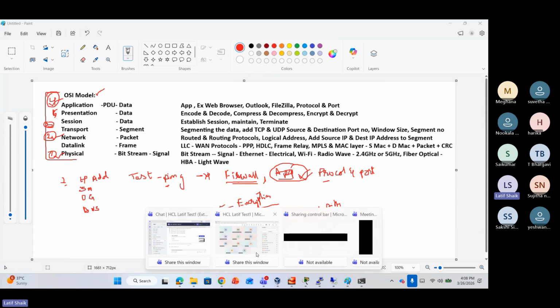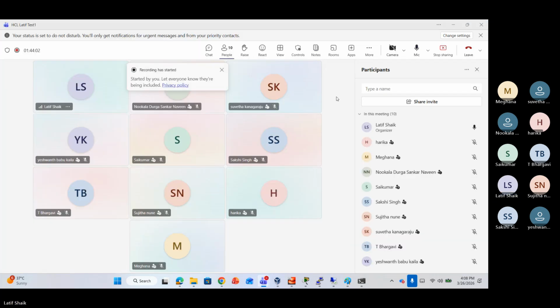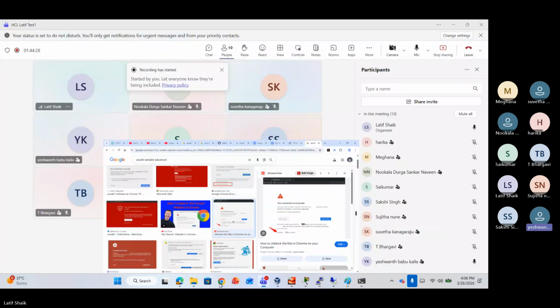Any questions or doubts regarding troubleshooting of this kind using the OSI model, or any doubts in the OSI model? Protocols, port numbers, TCP, UDP doubts? Any doubts, questions? No, sir.